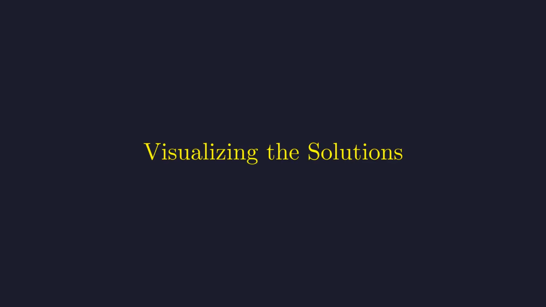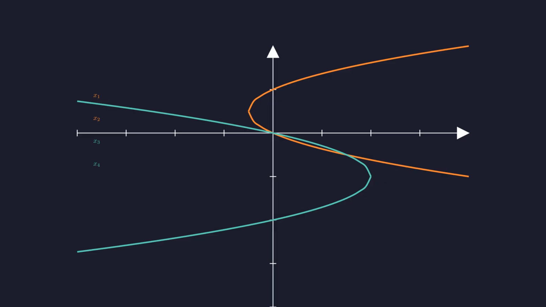Algebra gives us the answer, but a graph gives us understanding. Let's plot our 4 solutions for x as functions of the parameter a to see what's really going on. On this graph, the horizontal axis is the parameter a, and the vertical axis is the solution x. The two orange curves exist only when a is greater than or equal to -1/8. The two teal curves exist only when a is less than or equal to 1/2.